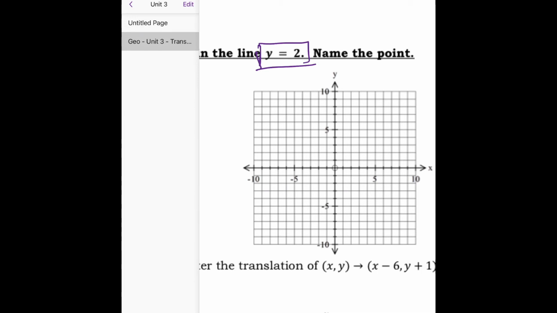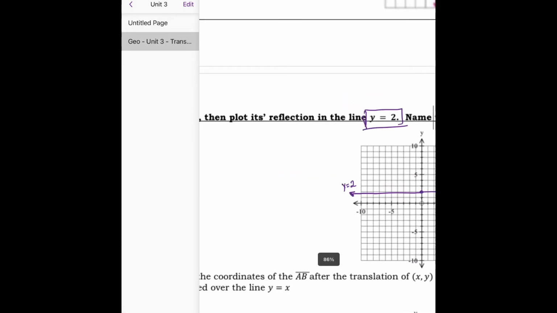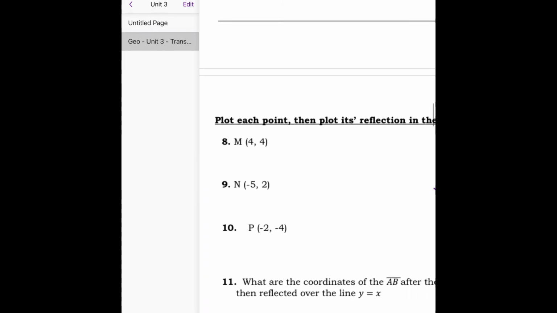The y-axis, again, is the vertical axis. So I'm going to go to 2 on that axis, which is right here, and I'm going to draw a horizontal line going through that point. And then this is the line y equals 2. So I'm going to take all of these points and reflect them across that line.